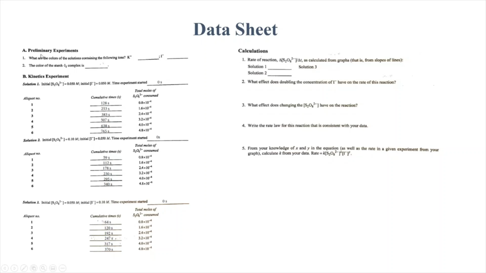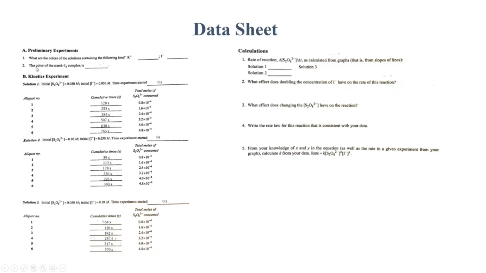Now, there's one other little part of this, and this is the preliminary experiments. You can look at the video to see this. What is the color of the solutions that contain K plus and I minus? If you look back at the video, K plus and I minus are in solution A, which is sitting on the stir plate. So, is that solution colored? If it is, you can write that down here. You can see from the video right away when the reaction begins, when you have K plus and I minus sitting there, whether it is colored or not.